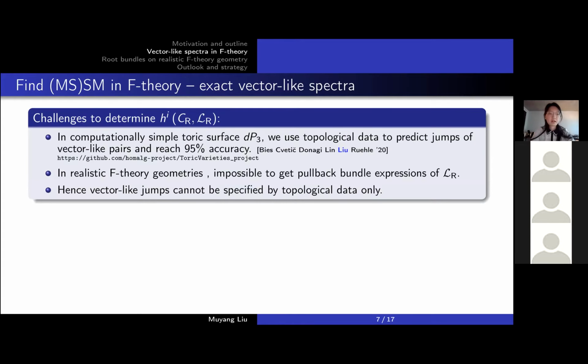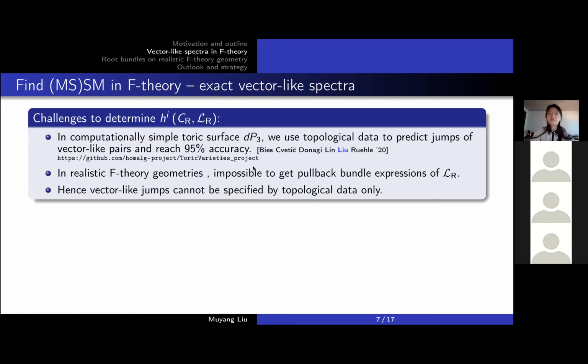Here I briefly list the challenges to determine H1. Earlier this year, we presented our large data progress results for the simple toric surface dP3. And we use the topological data to predict jumps of the vector pairs. And by comparing with the brute force computation, it reaches 95% accuracy.